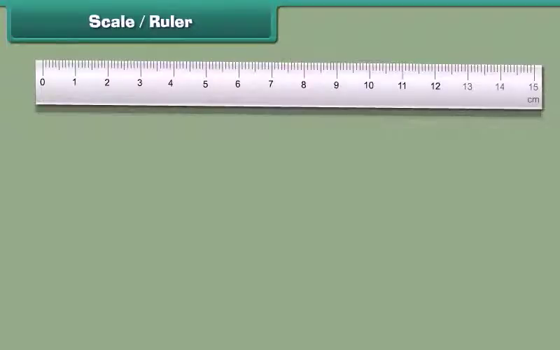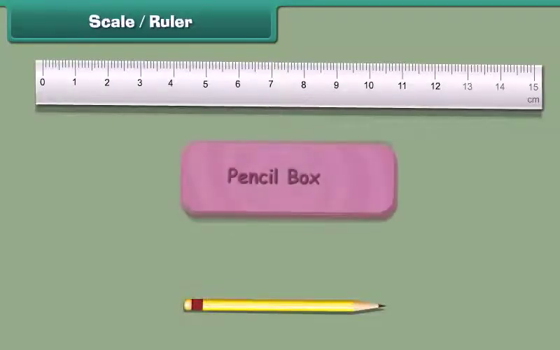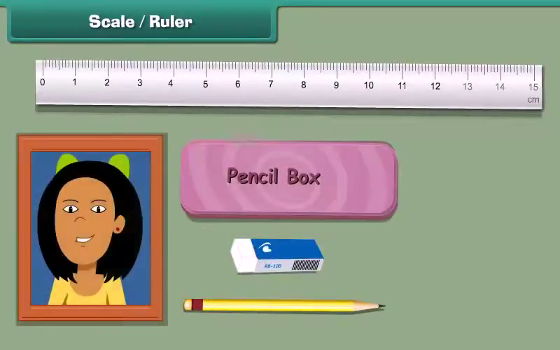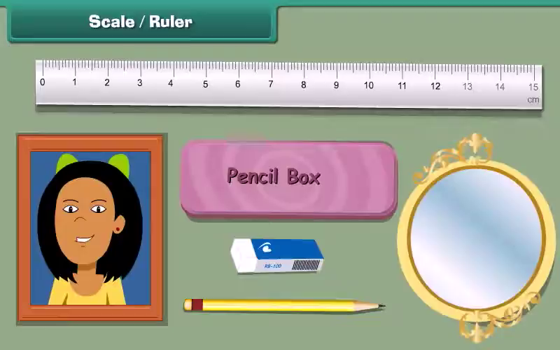Look at this picture. This is a ruler, or commonly known as scale. It is used to measure the length of small objects like pencil, pencil box, eraser, photo frame, and mirror.